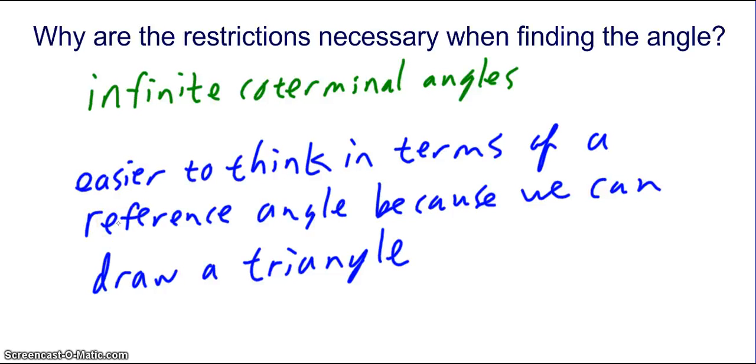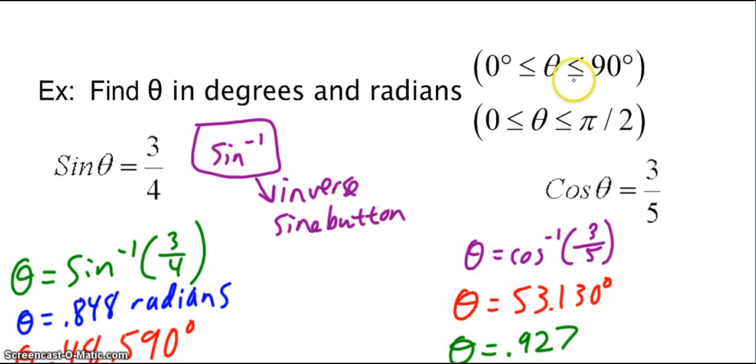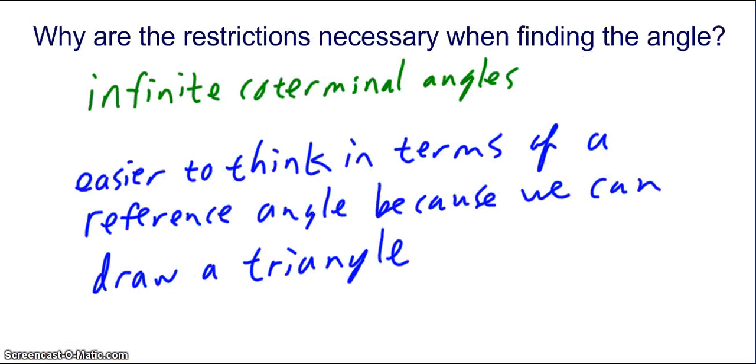Another reason, and the main reason for this specific restriction, that we're looking only between 0 and 90 degrees, and 0 and pi halves, is because then we're actually finding the reference angle. And it's easier to think in terms of a reference angle because that means we would be able to draw a triangle to represent this scenario. If we have something larger than one of those angles, then we can't draw a right triangle. I should be more specific. Not just any triangle, but a right triangle. So these are two reasons.